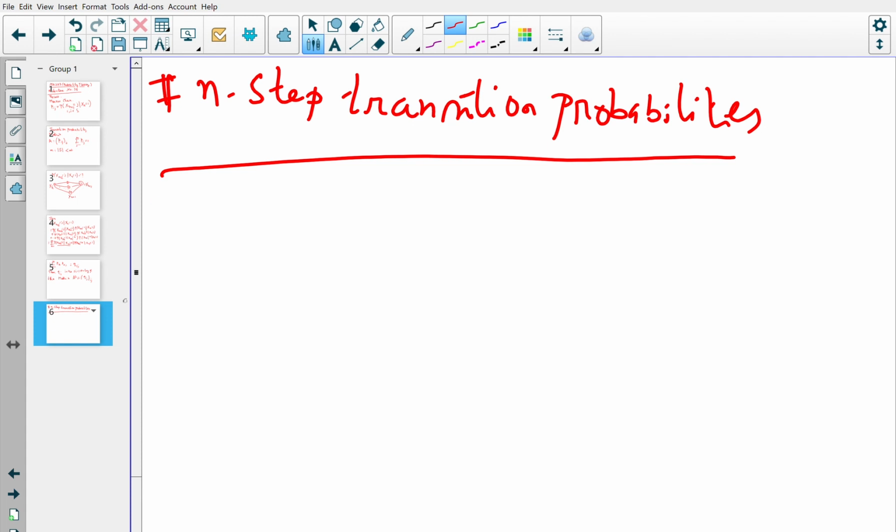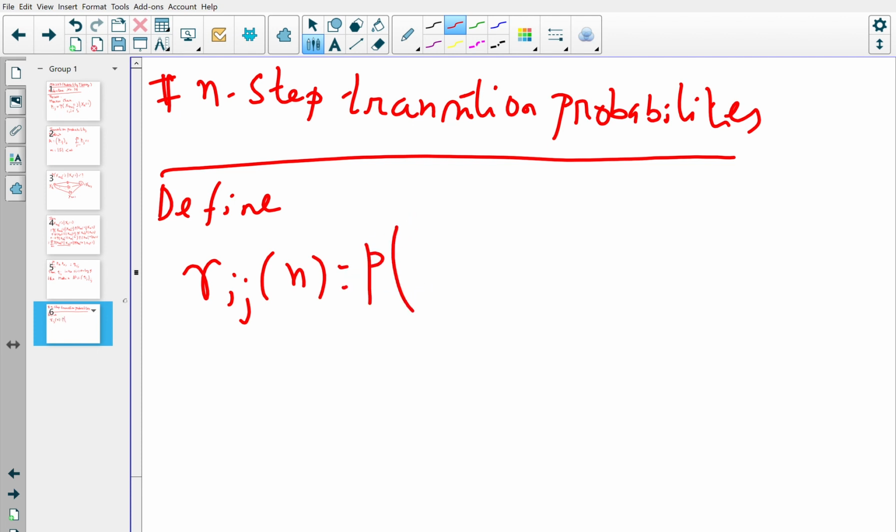So let me define Rij of n by this quantity: you are going from state i to state j in n steps. So X_n equal to j, given that X_0 equal to i, right? You start with some state, and you are taking n many steps to go to j. This is how I am defining this symbol.